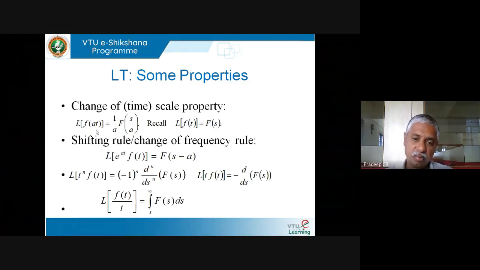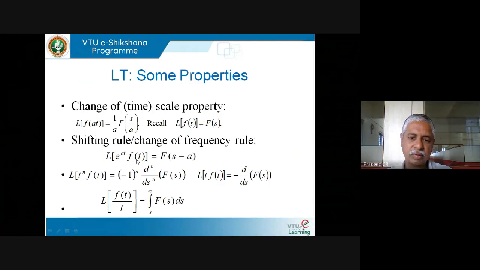Then the very important property of change of frequency, or shifting rule. That essentially says, if you know the Laplace transform of small f(t), then you know the Laplace transform of e^(at) times f(t). All you have to do is shift s to s minus a. That's why it's called the shifting rule. So it has an engineering meaning also, but I will not bother about that right now.